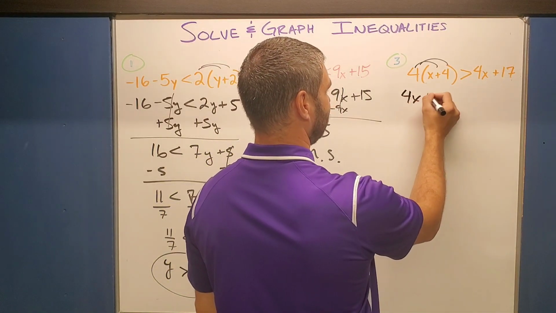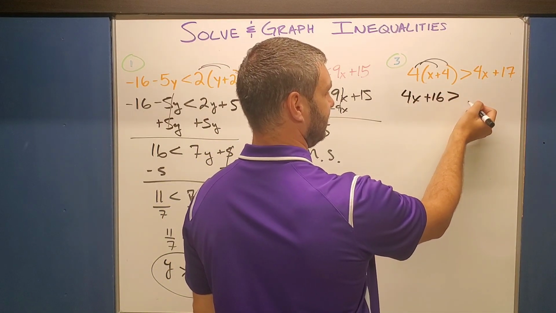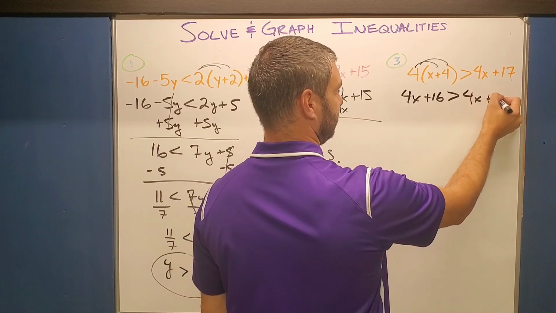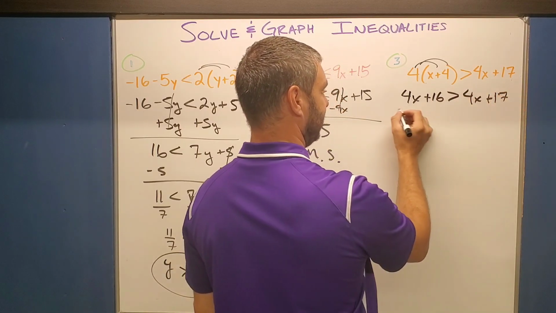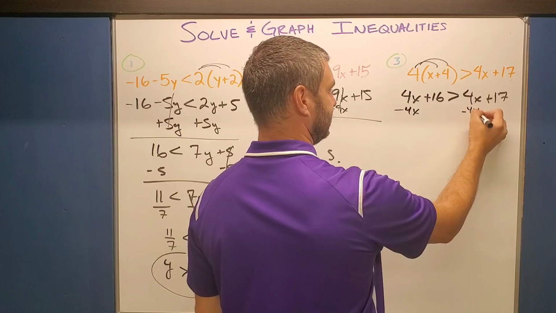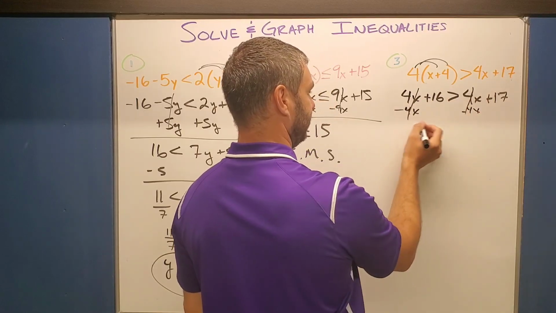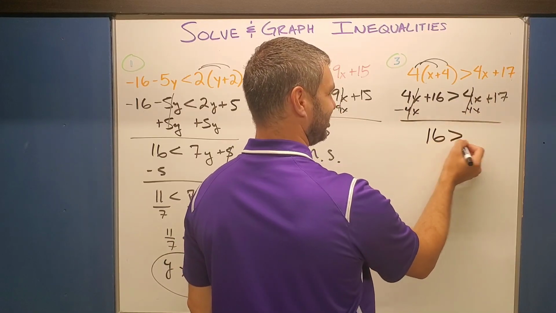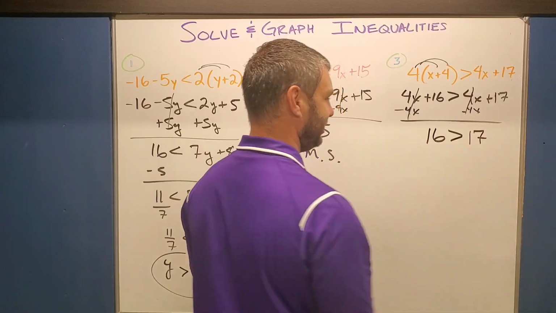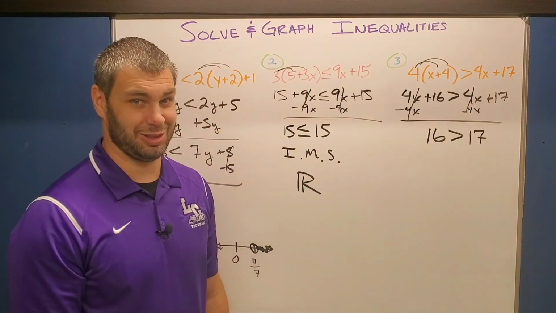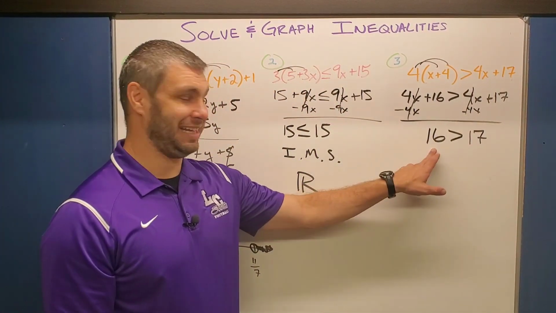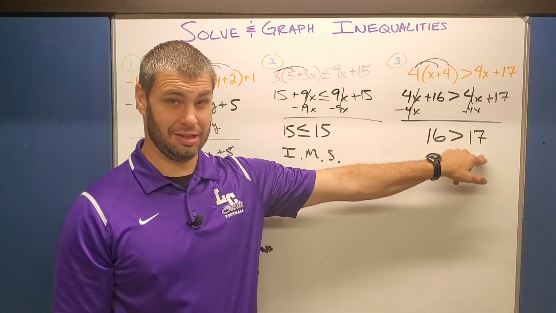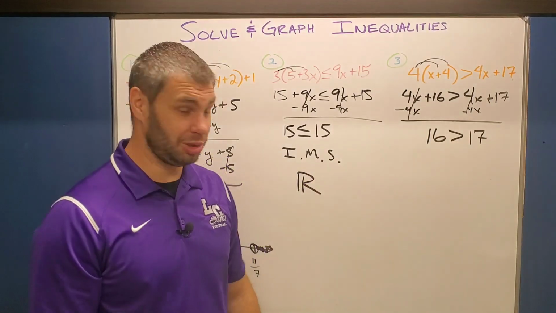We have 4x plus 16, if I distribute, is greater than 4x plus 17. So again, if I subtract my 4x's, my penmanship's not the best, but that leaves me with 16 is greater than 17. Is this true or false? This is false. 16 is not greater than 17. So because of that, this is no solution.